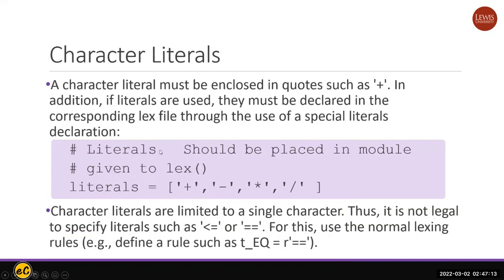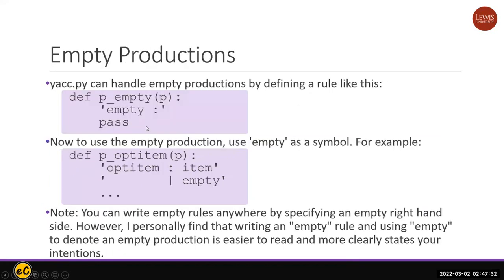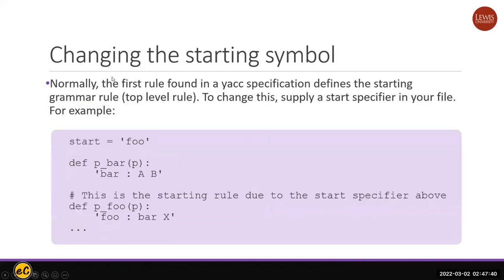A character literal can be enclosed in quotes, so you put in a literal. The literal should be placed in the module given to the Lexer, so you can check these other literals. And then you check if the production rule is empty, and optimize. These are things you can check.